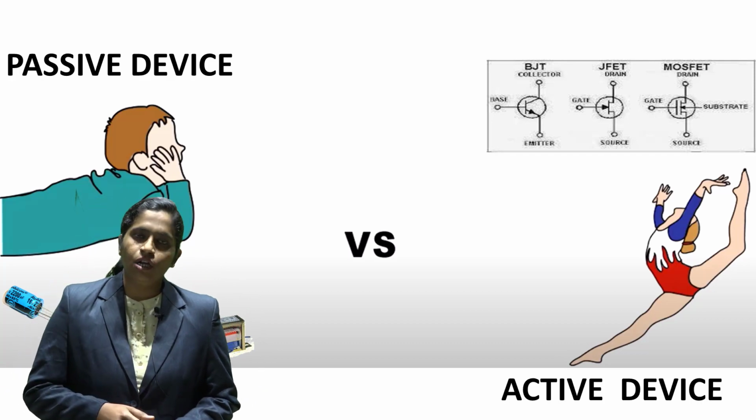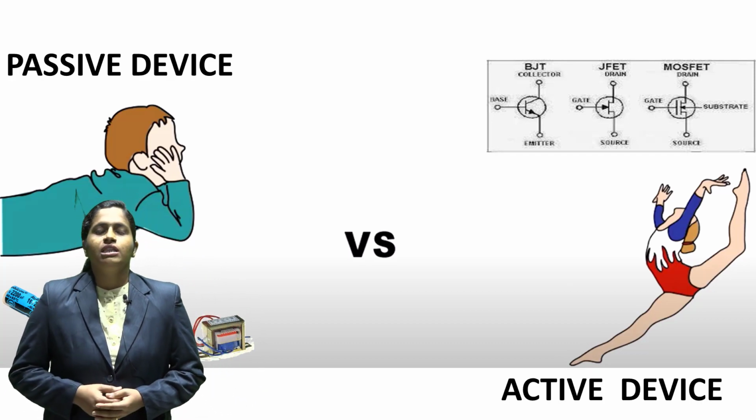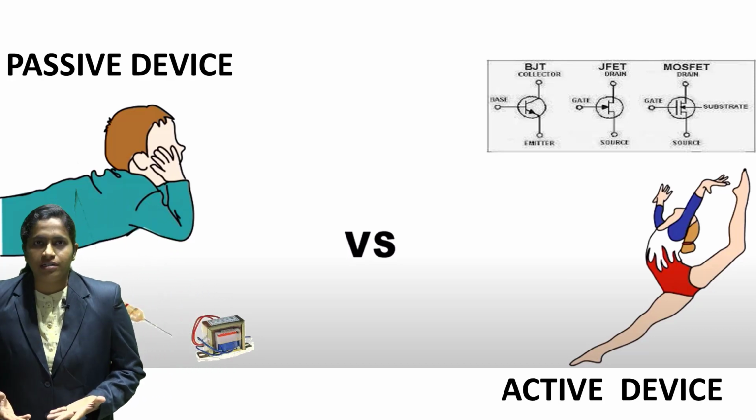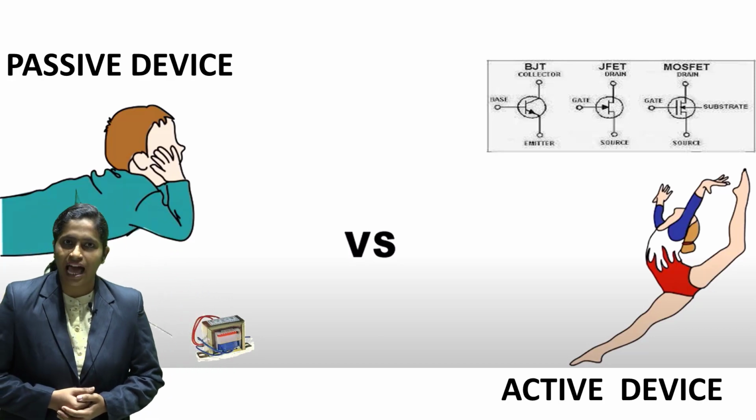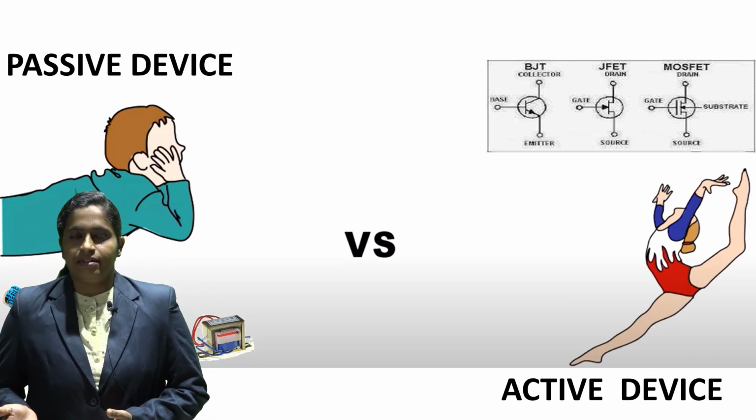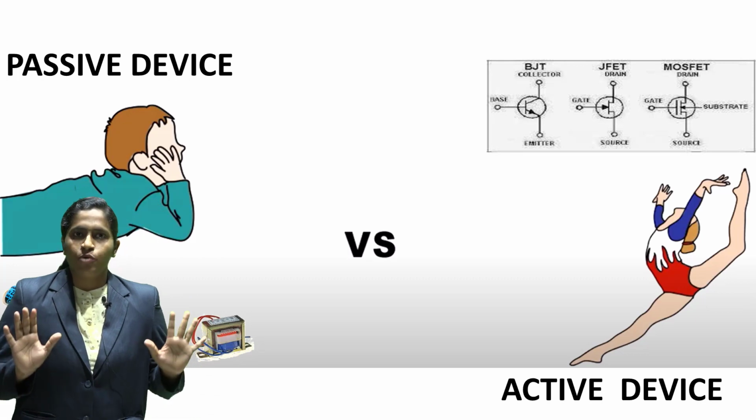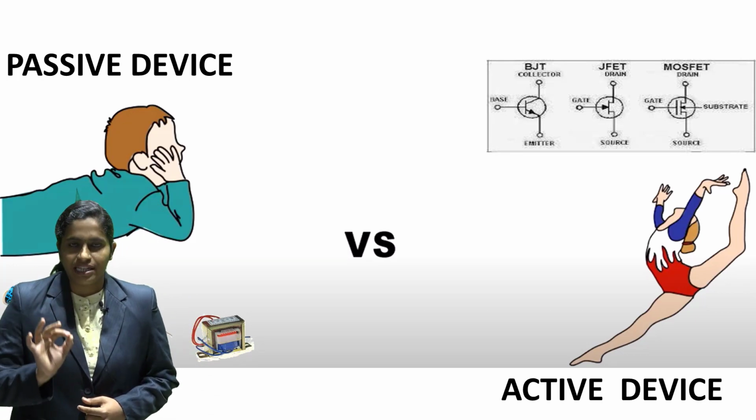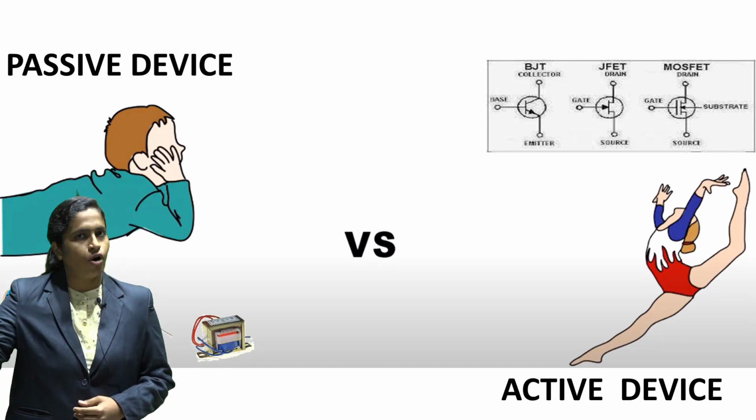On the other hand, what is the meaning of a passive device? A passive device is one which cannot control the flow of current. Examples of passive devices are the capacitor, resistor and transformer, etc. So now you understand that the MOSFET, which we are going to study, is an active device. That means a MOSFET can control the flow of current.